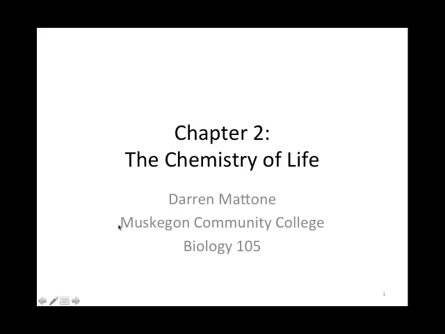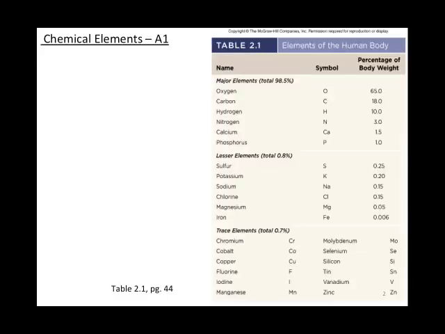Okay, chapter 2, we're talking about chemistry and how chemistry relates to life and living things. First thing we're going to talk about are the chemical elements, and we can define a chemical element as the simplest form of matter. Now we need to qualify that a bit and say that this simple form of matter has its own unique chemical and physical properties.